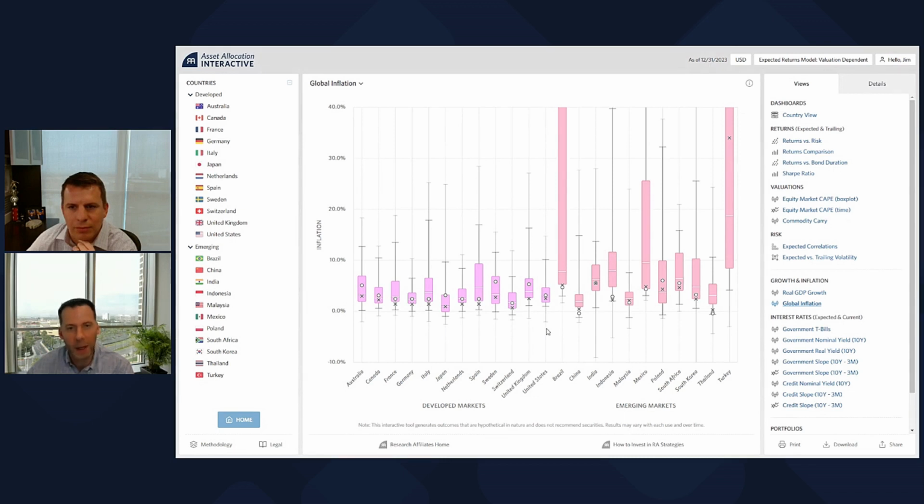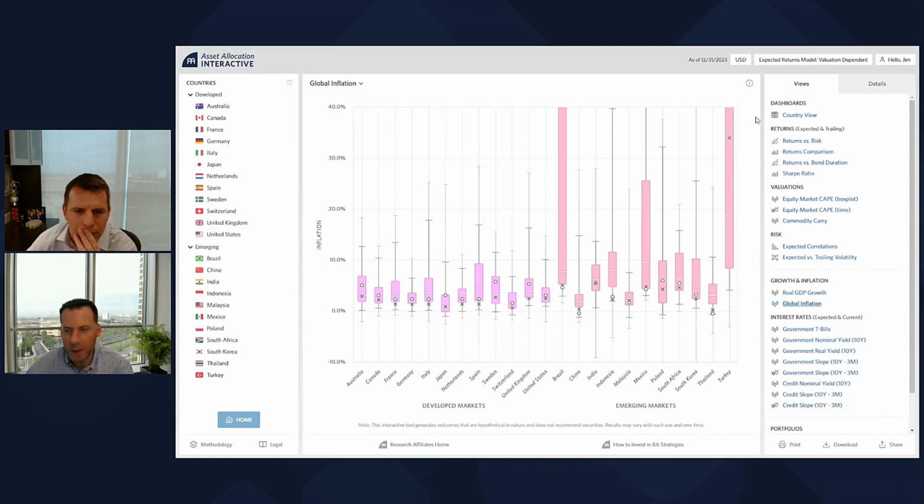In the U.S., we got up to almost 9% inflation, so it would have been much, much higher on the chart. And then the black X is our expectation of average year-over-year inflation for the next 10 years. So let's drill into the U.S.